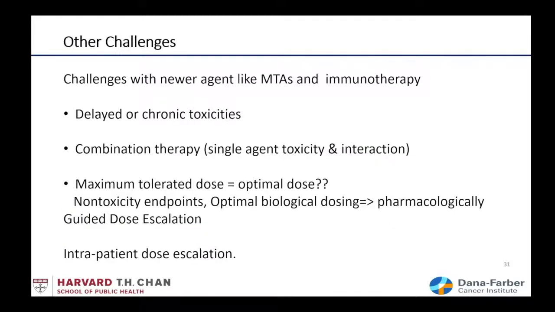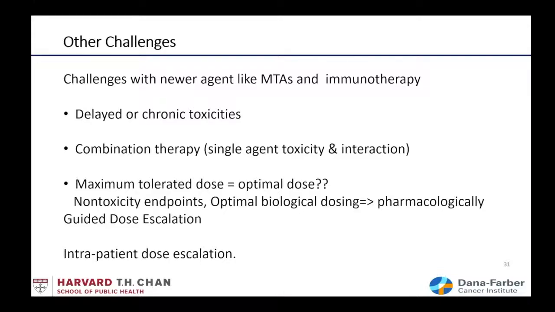There are some things I got as questions from the audience that I didn't cover in this talk. What about a new agent, a molecular target agent or immunotherapy, with delayed or chronic toxicity? How do we design to monitor and handle those delayed or chronic toxicities? I did not cover this. I just pretty much used the canonical one-cycle observation of DLT as the underlying situation for this talk.